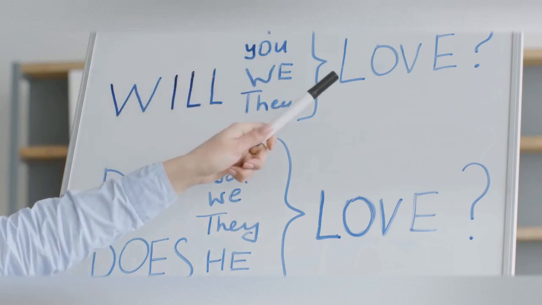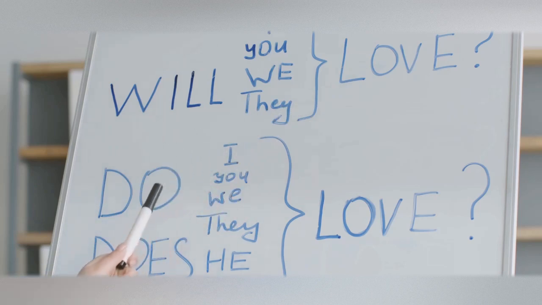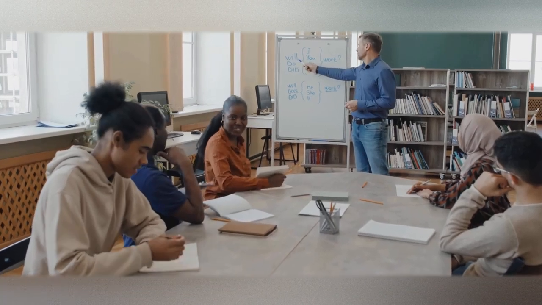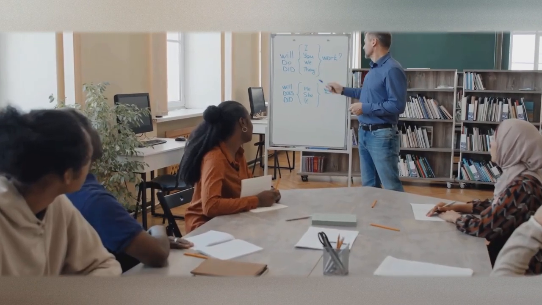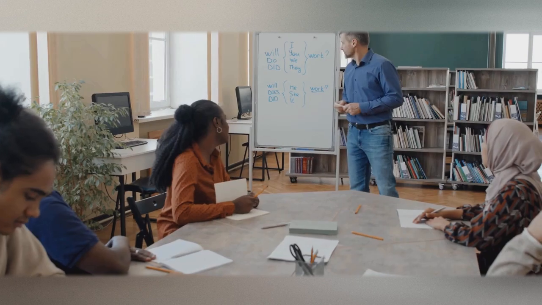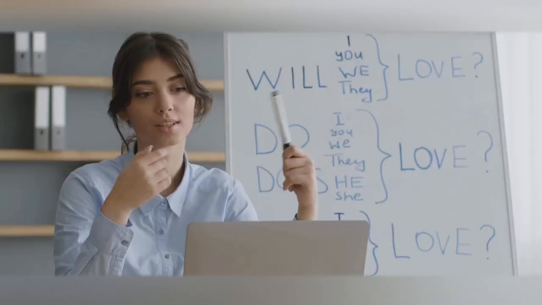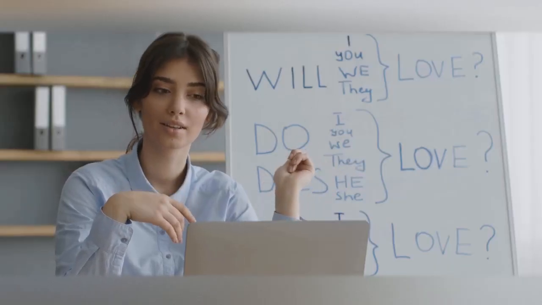Another interesting aspect is the placement of objects in separable phrasal verbs. If the object is a pronoun, it must go between the verb and the particle. For instance, instead of saying, please turn off the TV, you would say, please turn it off. This rule helps keep our sentences clear and concise.